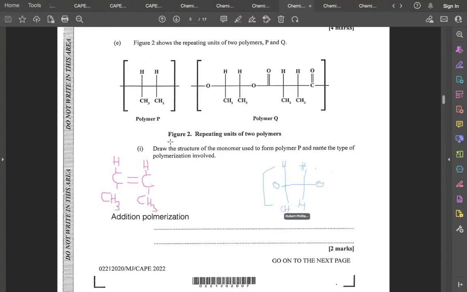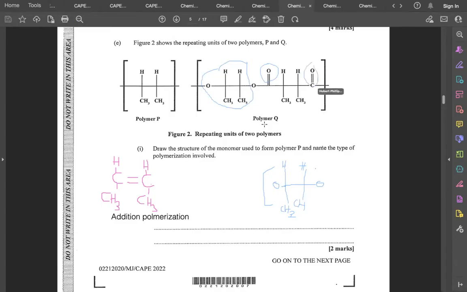So Hubert, right away, what was the first thing that you noticed when you look at polymer Q? What was the first thing you noticed when you look at that repeat unit? This bond here repeated, yeah. And then I noticed that it had a double bond here and here.